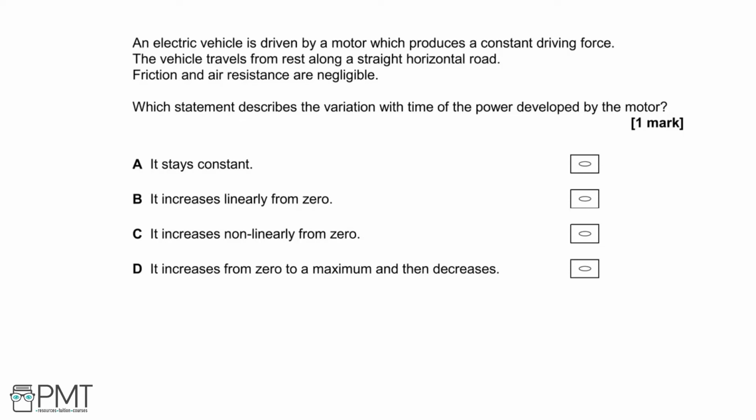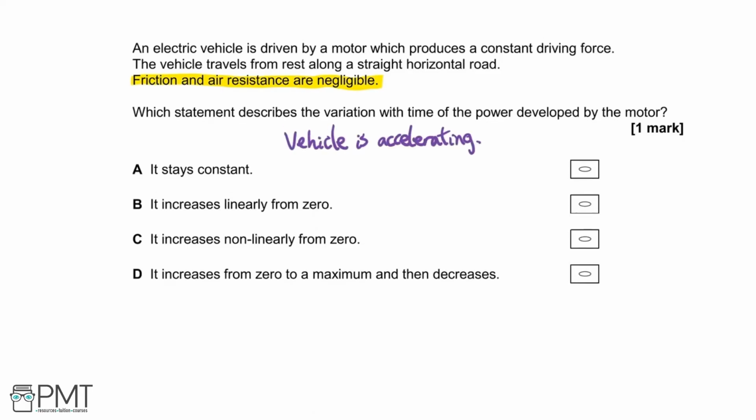Now, the first thing to note here is that it's traveling from rest and it's being supplied a constant driving force, so this vehicle is going to be accelerating. We've got negligible friction and air resistance, so the only force acting on that vehicle is going to be the force provided by the motor. So let's write down an equation for the work done on the vehicle.